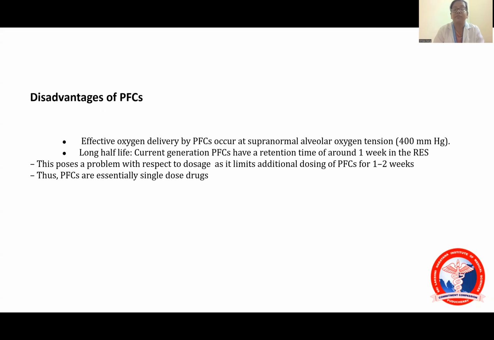So, what are the disadvantages of PFCs? Effective O2 delivery by PFCs occurs at supranormal alveolar oxygen tension, that is about 400 mm of mercury, which is not practical. Then second is long half-life. This may look like an attractive advantage, but the problem is with respect to dosage, it limits additional dosing of PFCs for 1 to 2 weeks. Why? Current generation PFCs have a retention time of around 1 week in the reticuloendothelial system, so it limits additional dosing. Thus, PFCs are essentially single dose drugs.